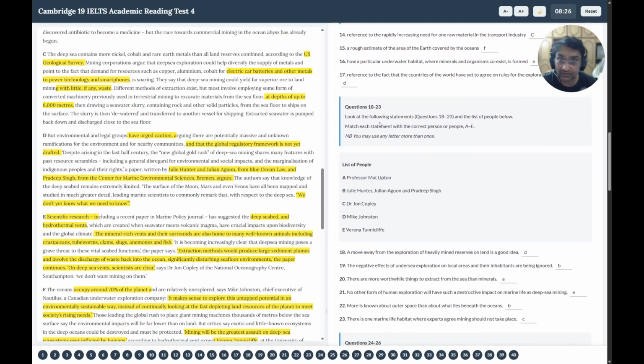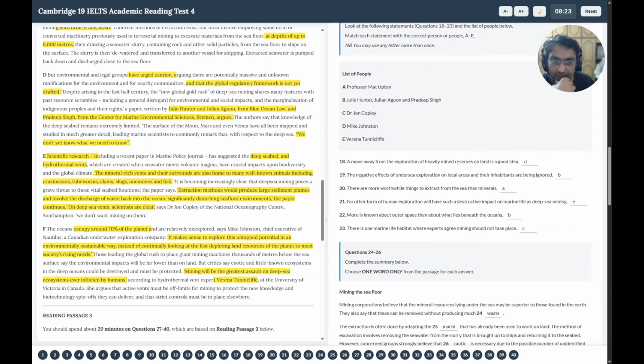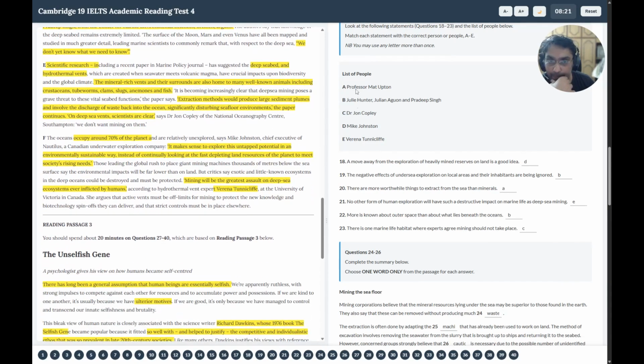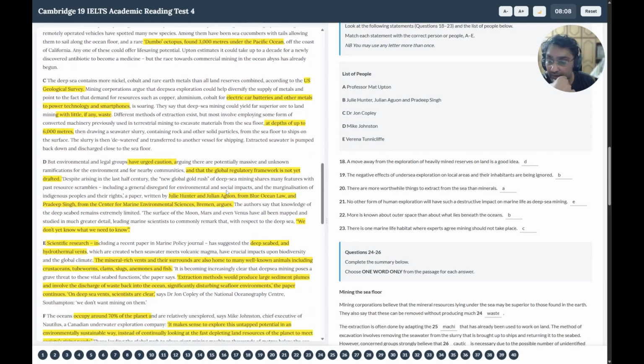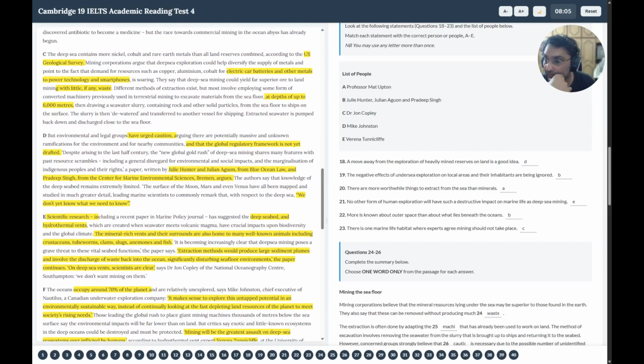Questions number 18 to 23. A move away from the exploration heavy mine is a good idea. Is D. Mike Johnston. It makes sense, which means it's a good idea. The negative effects of undersea exploration on local areas and inhabitants are being ignored. B. Julie Hunter. Local areas and their inhabitants. Indigenous people and their rights. Inhabitants. Okay.